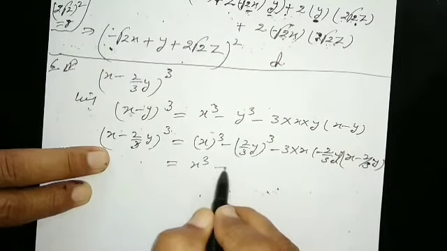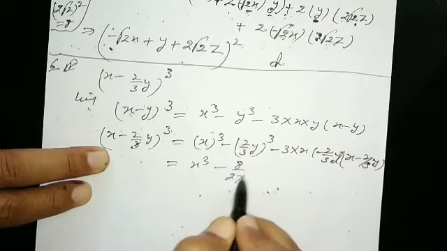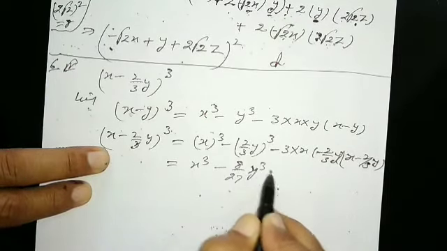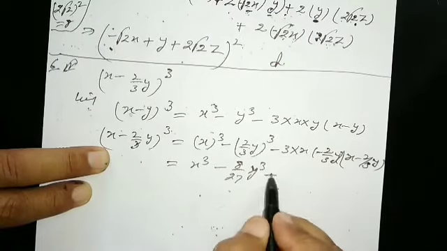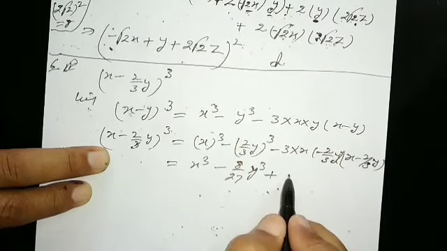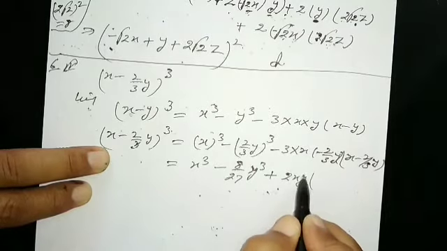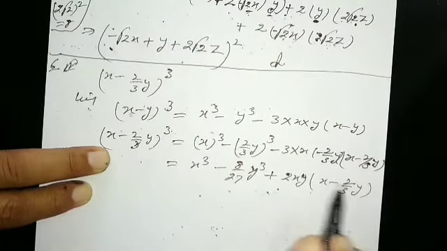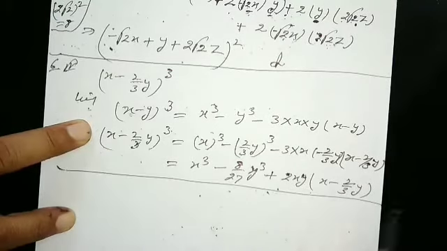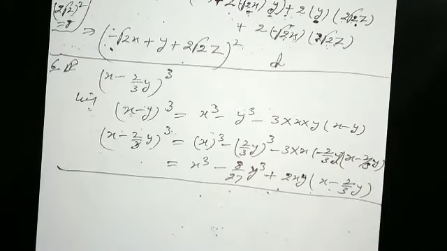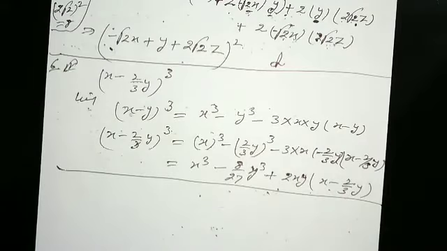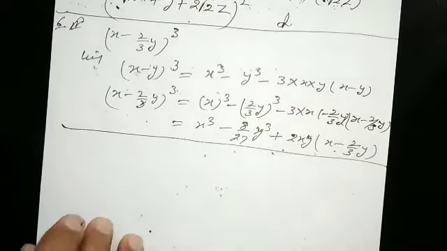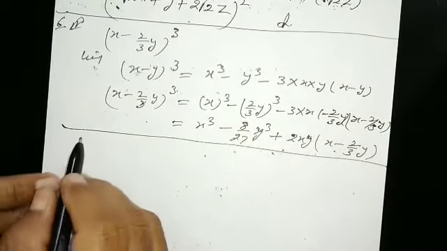You will get x cube minus 8/27 y cube, negative negative positive, 3 cancels, plus 2xy and x minus 2 by 3 y. Also you can multiply this with this, you will get the required answer. So nothing is tough or technical.